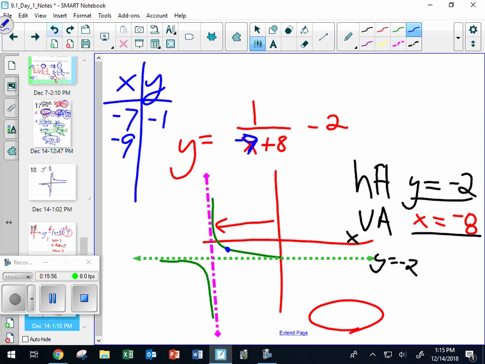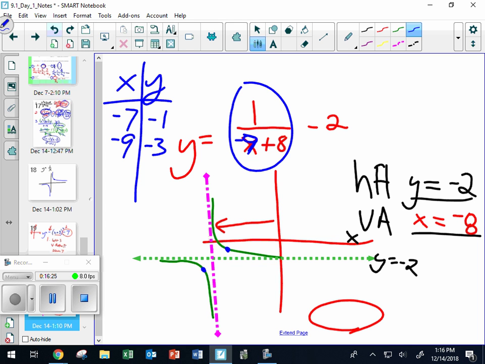Everybody think for a second. What's -9 make? You stick it in there. Then you get 1 over -1, which is -1. And then what's -1 minus 2? -3. -9, -3. Does that seem like feasibly that spot right there? Yup. And there we go. Do you get how that helps you to make sure you didn't mess something up?